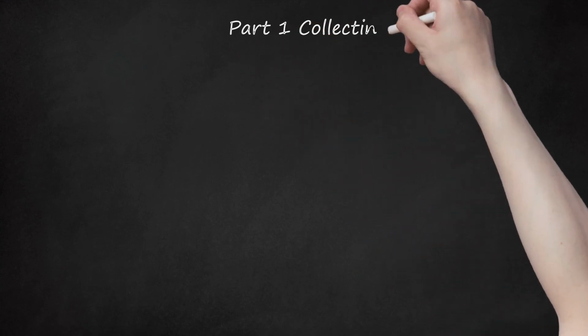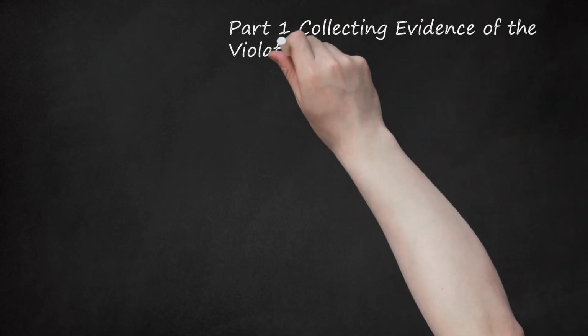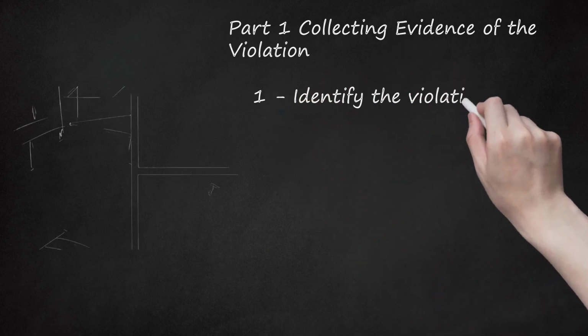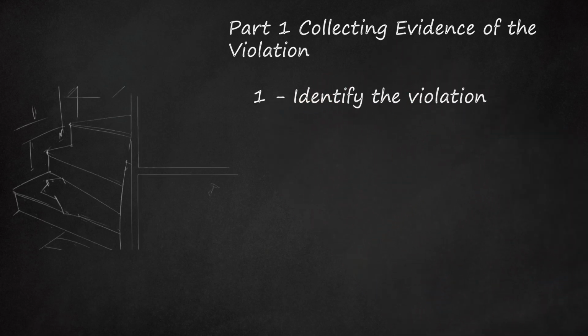Part 1: Collecting evidence of the violation. 1. Identify the violation. Each state or county has detailed requirements that building owners must follow. You can find a copy of your building code by visiting your county or city office. Generally, the following are violations which you can report.